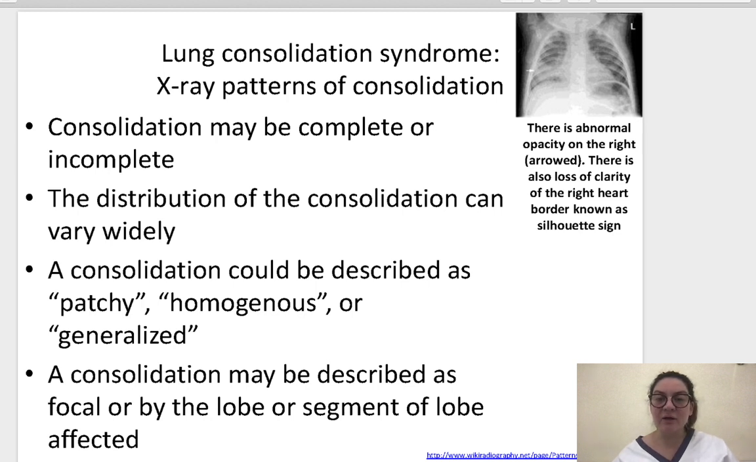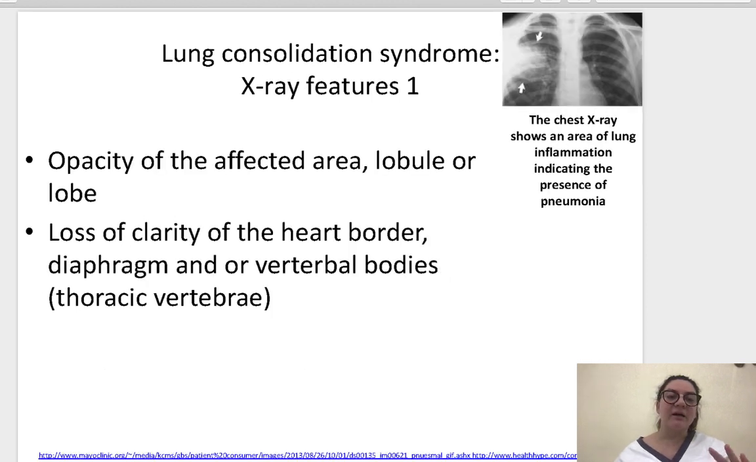And here you see an example, the picture of an X-ray where there is abnormal opacity on the right. You see it by the small white arrow. There is also loss of clarity of the right heart border, known as silhouette sign. Opacity of the affected area on a chest X-ray can be lobar or lobe. Loss of clarity of the heart border, diaphragm, or the vertebral bodies, yes, or thoracic vertebra.